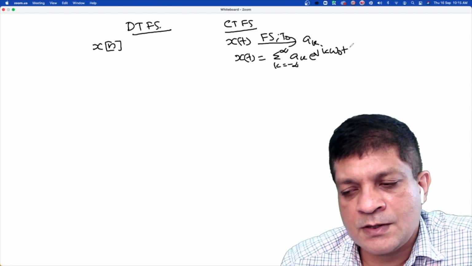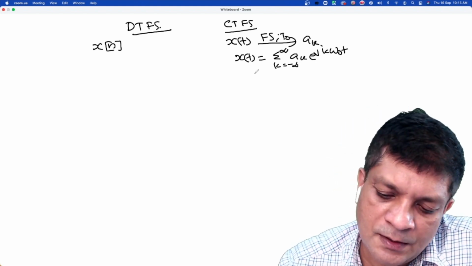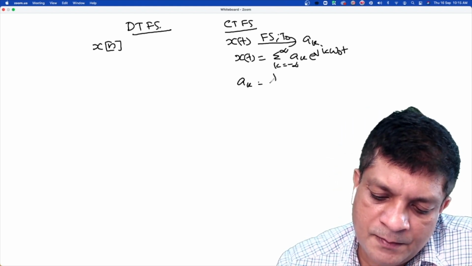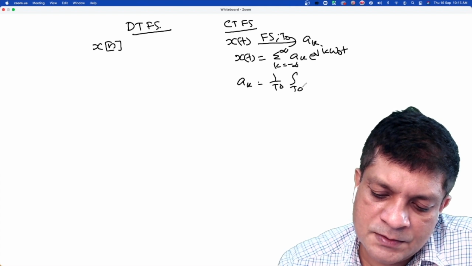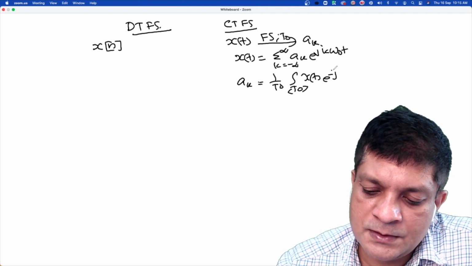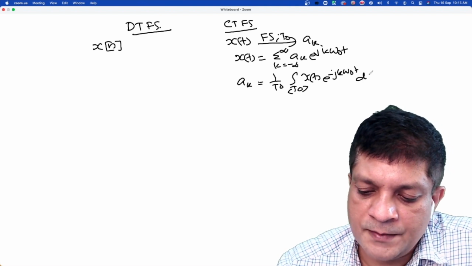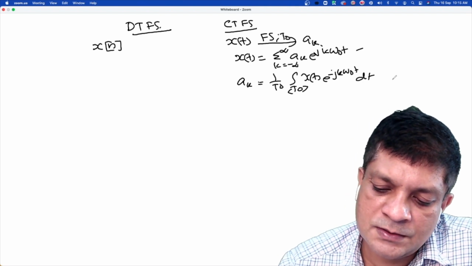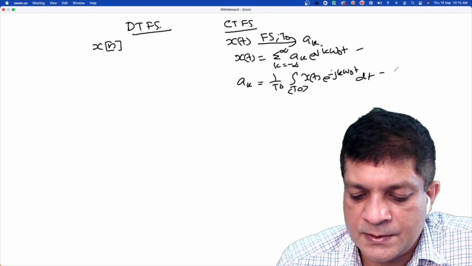That is the Fourier series representation for a continuous time signal, and we can get a_k from x(t) using this analysis equation, integral of x(t) e to the power minus j k omega naught t dt. Okay, this is the synthesis equation and this is the analysis equation.